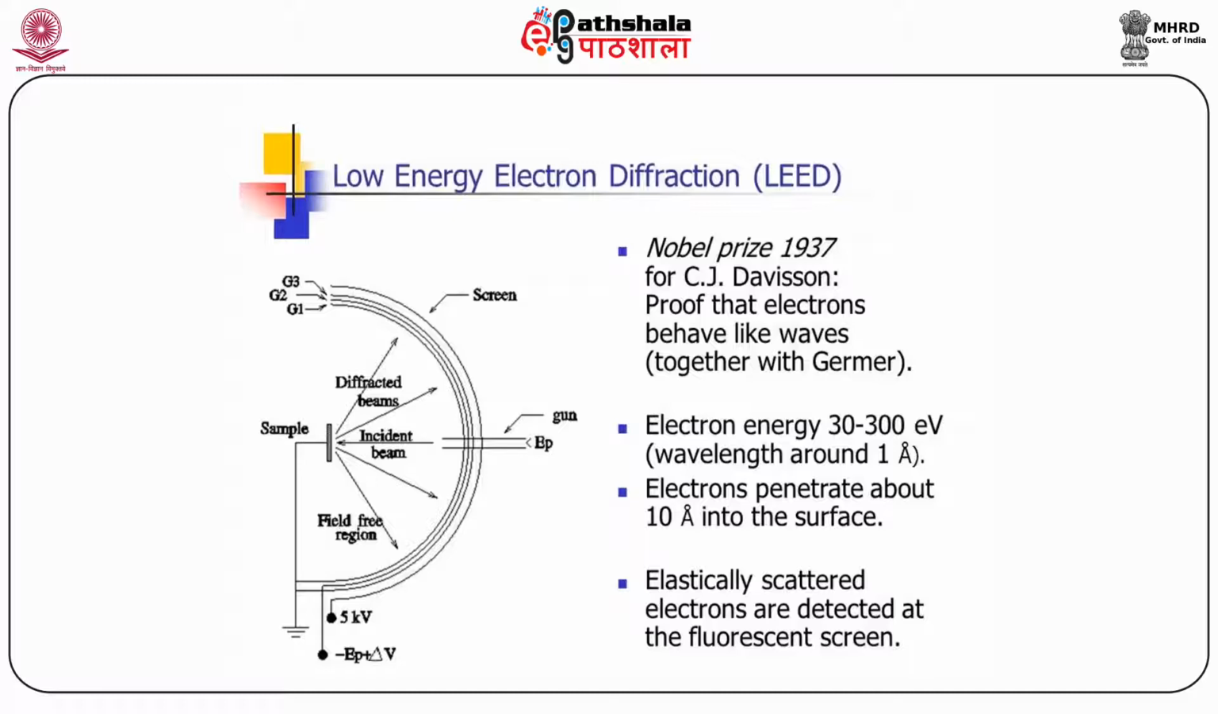Electron energy 30 to 300 electron volt, wavelength around 1 angstrom, and electrons penetrate about 10 angstrom into the surface. Elastically scattered electrons are detected at the fluorescent screen, and it allows quantitative determinations of the atomic structure of an ordered solid surface, often down to the first 5 interlayer spacing with an accuracy of a few tenths of an angstrom.